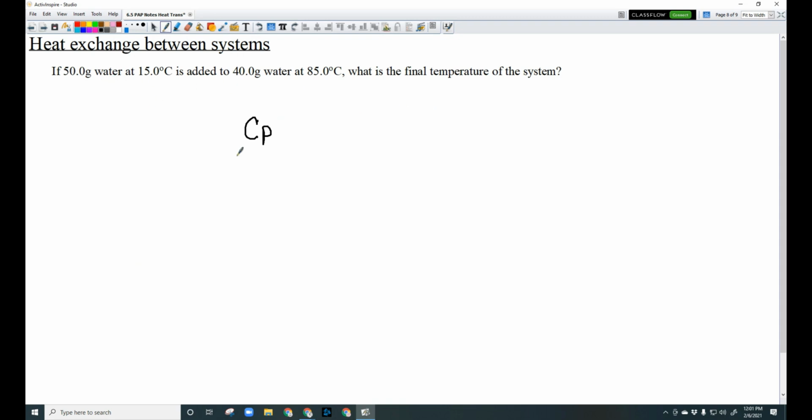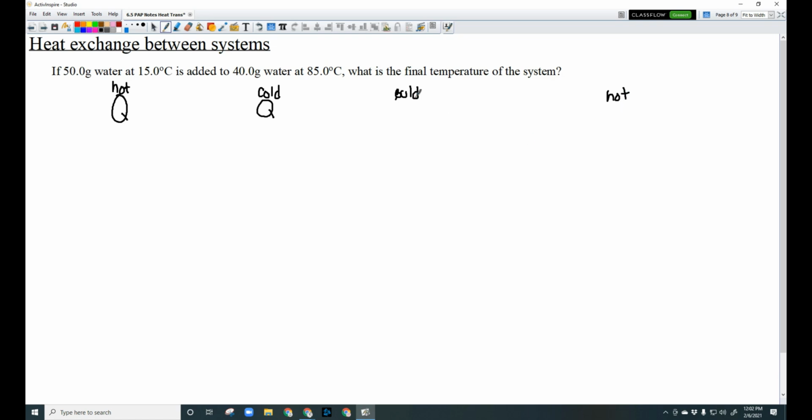So let's look at how we would work out this problem. All right, so we have this system of water, and let's call this the hot water, okay? And then we have another system of water that's called the cold water. Okay, so there's two systems that we're adding together. So what you have to do here is draw a little picture. Let's start over here with cold water, and then the hot water.